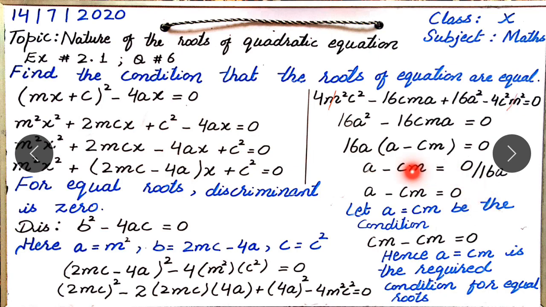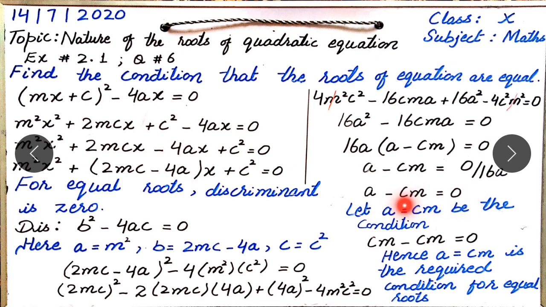So here the discriminant is not yet 0, so we have to find such conditions which will make it 0. We have to be very thoughtful and very rational here about what that condition should be. So let a is equal to cm be the condition. Why a equals cm? Because if instead of cm I put a, so a minus a will be 0.